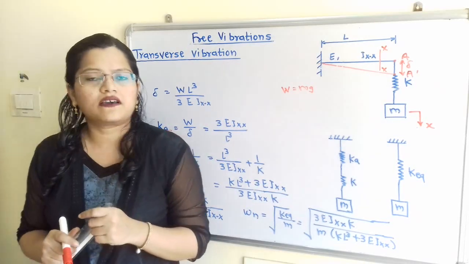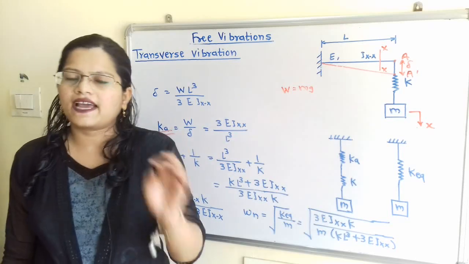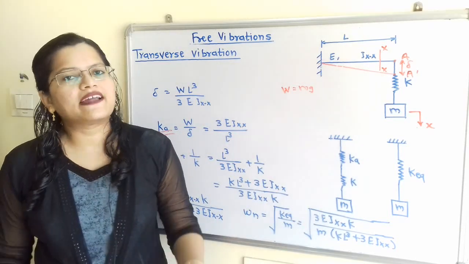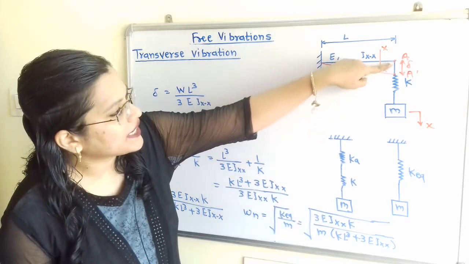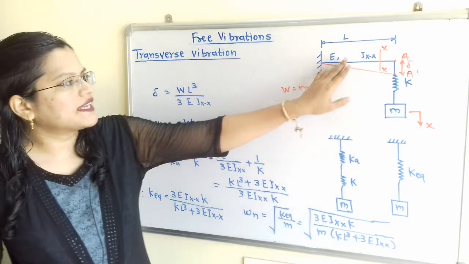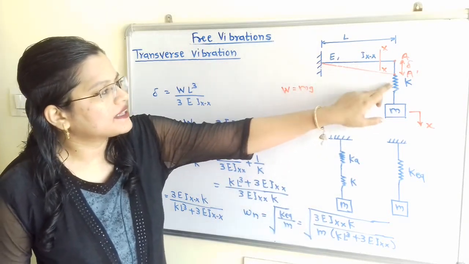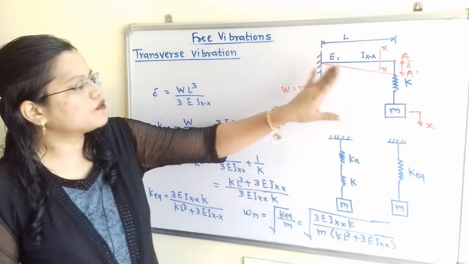Now we will consider this cantilever beam with stiffness Ka to act as a spring. Then how can we redraw this diagram? Here the rod is connected to this spring with stiffness K. So we can say that these two are connected in series, and we have to redraw it.